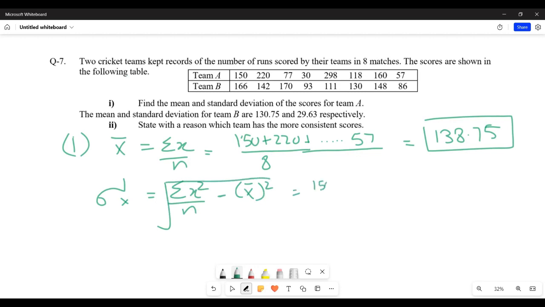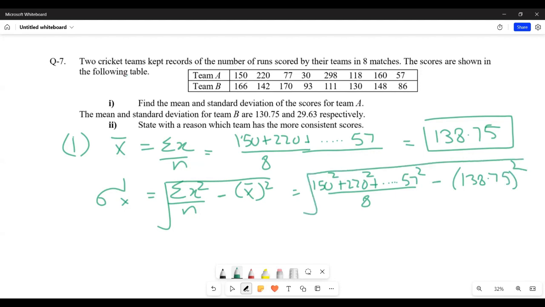So it's going to be 150 squared plus 220 squared all the way till 57 squared, divided by 8, then minus 138.75 squared, and the square root of all of this. Of course, you cannot write dot dot dot in the exam. You must write everything. The answer written at the back for this is 83.1. So the standard deviation is 83.1. Remember, in standard deviation, you square root, and in variance, you do not square root.